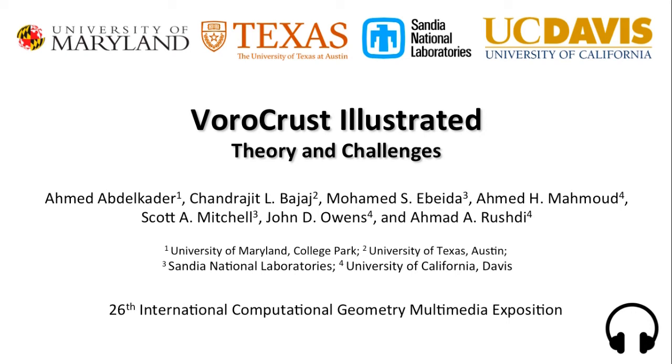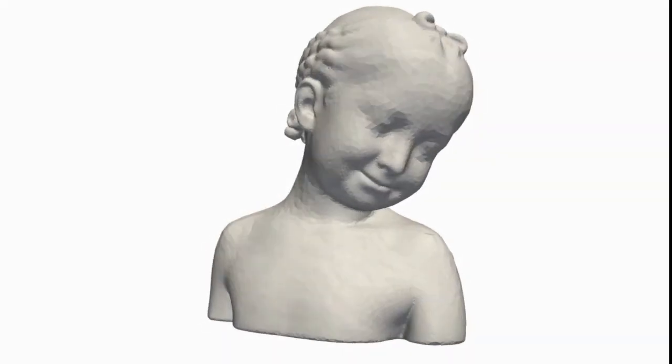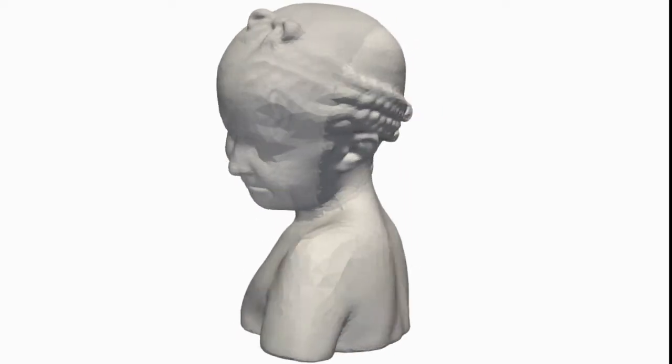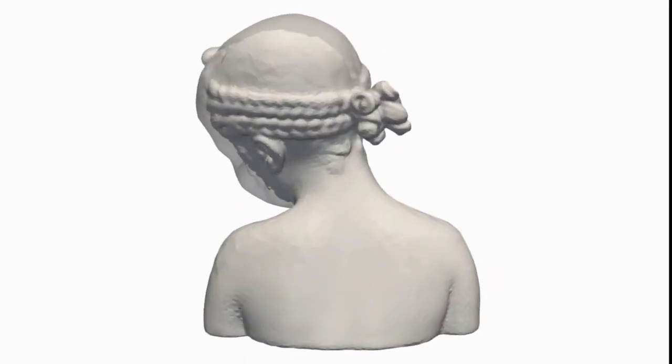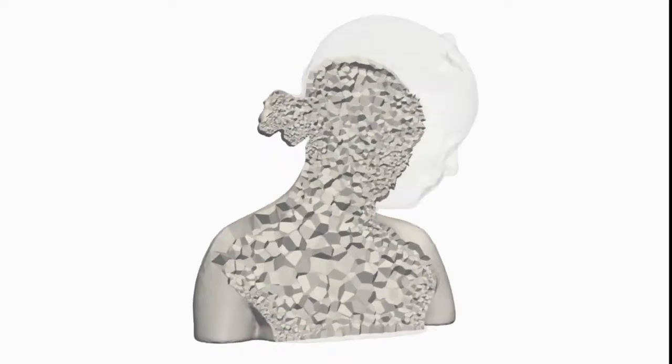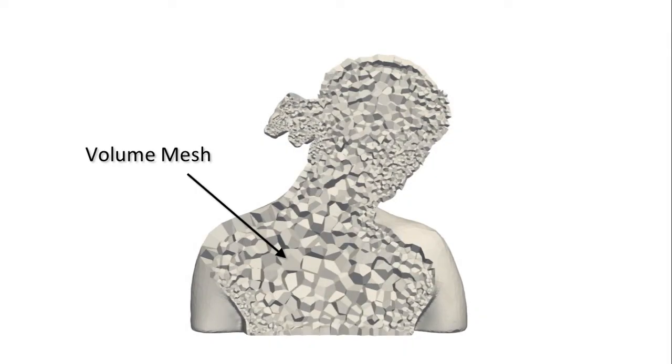This is an illustration of the VoroCrust algorithm for Voronoi meshing, highlighting the core theoretical concepts and further technical challenges. We study the problem of generating a Voronoi mesh that naturally conforms to a given closed surface. A subset of the cells in the generated mesh decomposes the volume enclosed by the surface, while the facets on the boundary of the union of those cells yield a surface approximation.